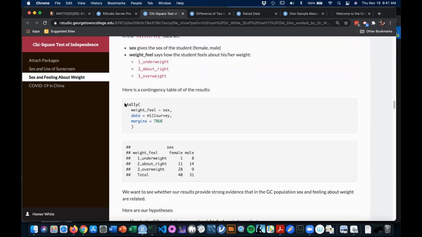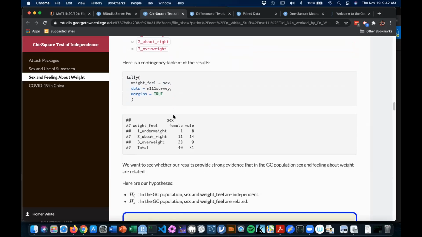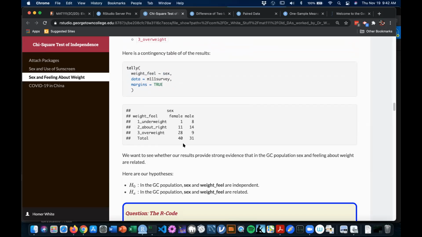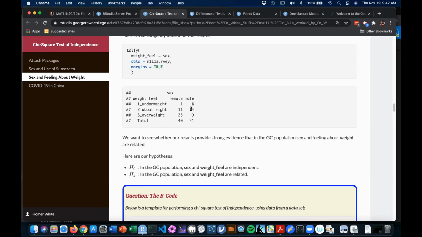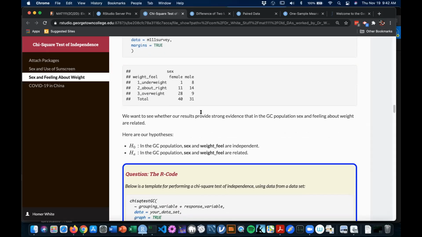Because when you tally up and make a two-way table for the response variable, how you feel about your weight, conditioned on the explanatory variable sex, it does kind of look like males are more likely to think that they're underweight. You know, it looks like 8 out of 31. That's about a fourth of the males think they're underweight. But look at that, only 1 out of 40 females thought they were underweight. And you could say similar things about the overweight row.